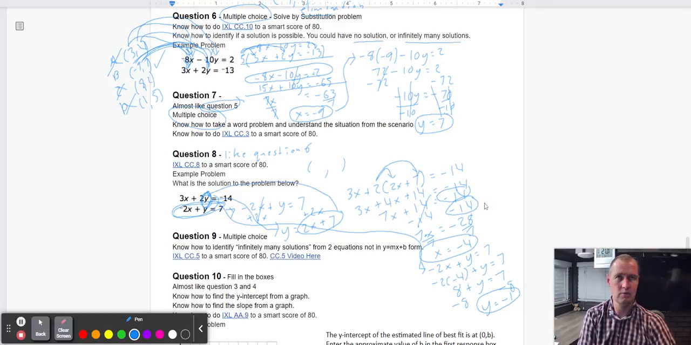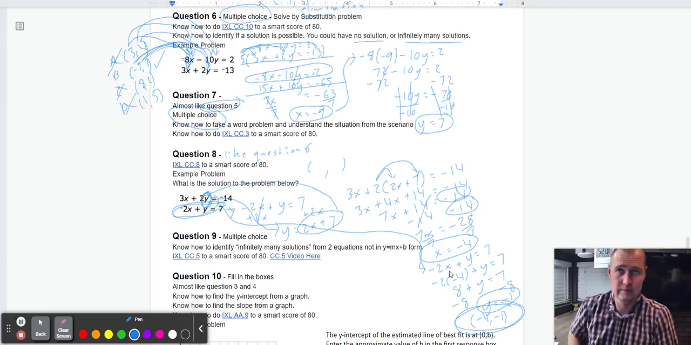So now, whether it's fill in the box or multiple choice, I don't remember which one it is, you're going to look for the x value of negative 4, comma, the y value of negative 1. So the answer is negative 4, negative 1. Because remember, a solution is where the two lines will cross. That's what we're looking for, question number 8.